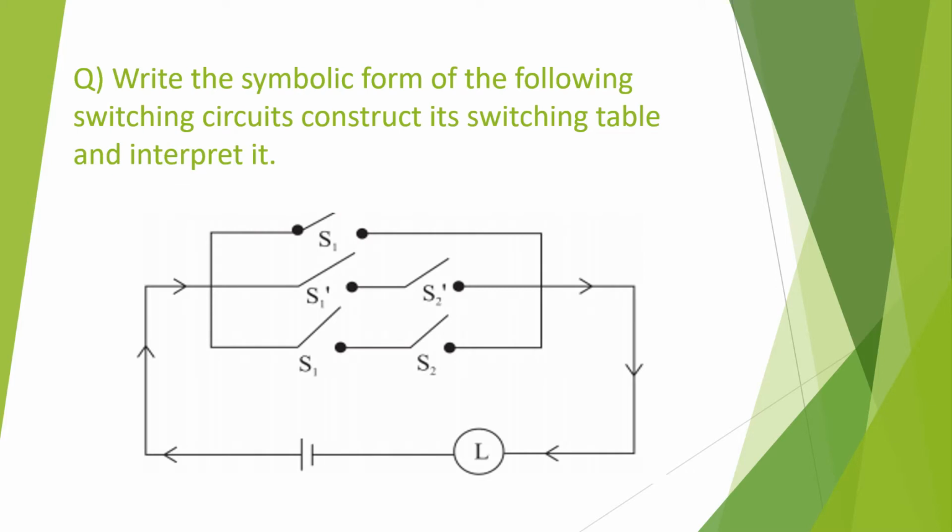Consider this question. Write the symbolic form of the following switching circuits, construct its switching table and interpret it. So a circuit is given. The circuit consists of two switches S1 and S2. So first let's write the switching circuit in symbolic form. Then we will construct the switching table and after that we will interpret the result.